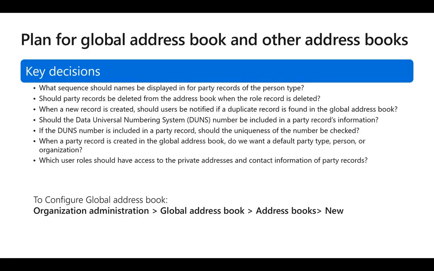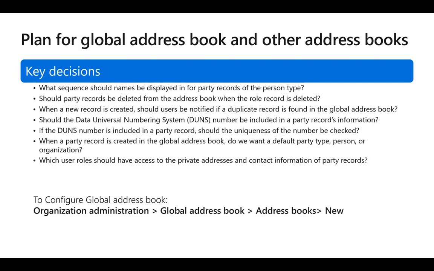We can create an address book and set security parameters for the address books at any time. We aren't required to set a security privilege for an address book, but if we don't, all workers in our organization can view all party records in that address book. We can set security privileges to party records through the address book.